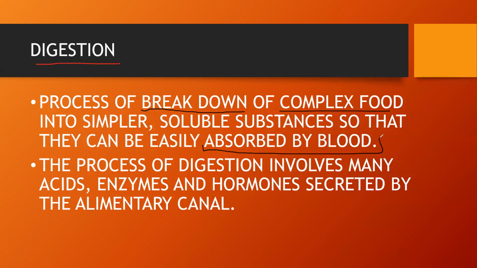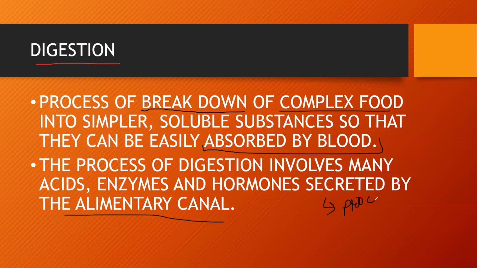Okay. So the process of digestion is not that easy, or that simple. It is very complex. It involves many enzymes, acids and hormones which the alimentary canal secretes. What is the meaning of secrete? Secrete means produce. Secreted, not security. Many students think secret means security. Not security. Secrete means produce. It is produced by the alimentary canal.